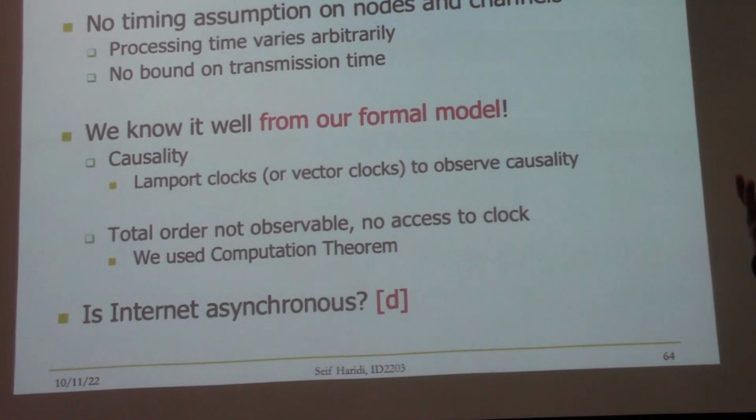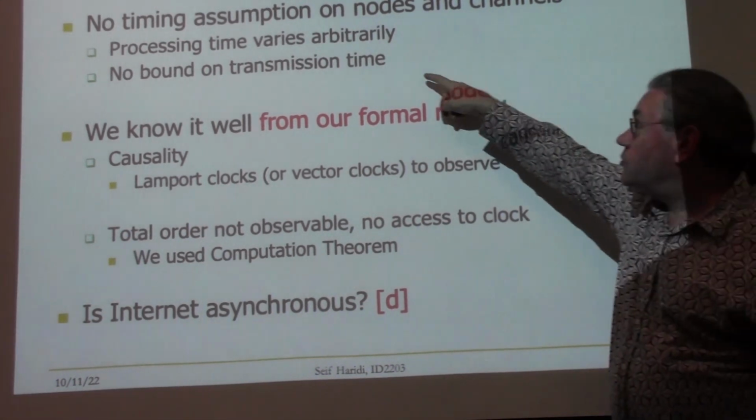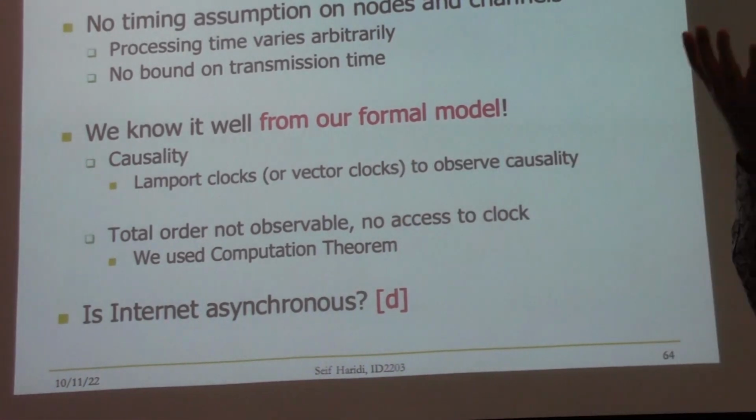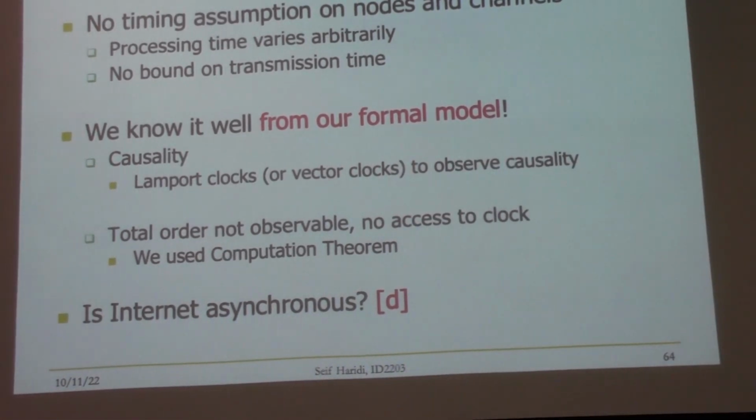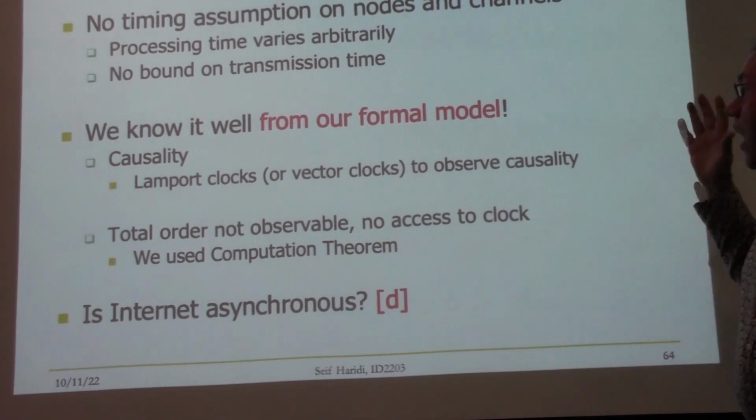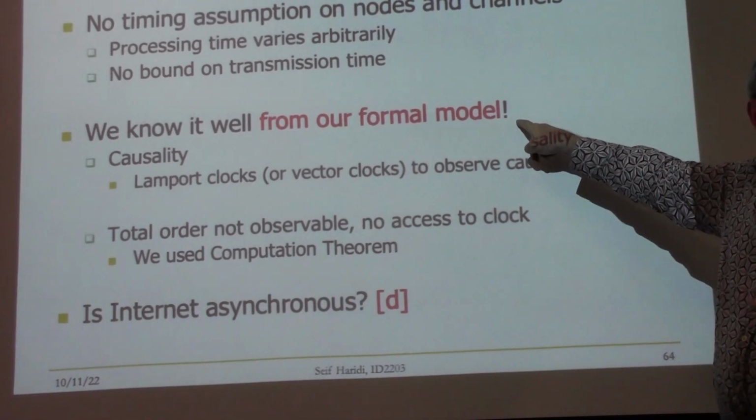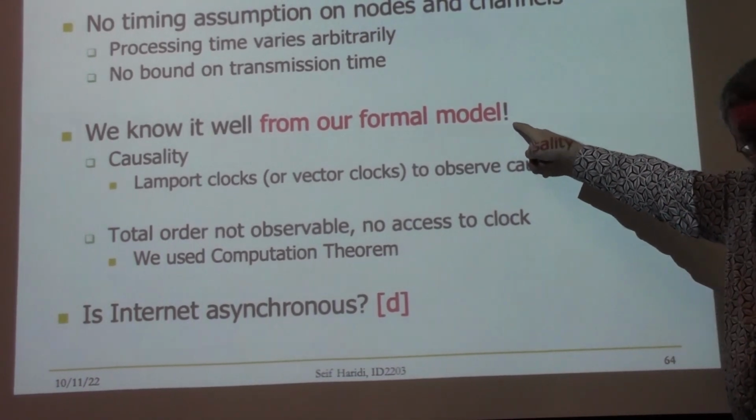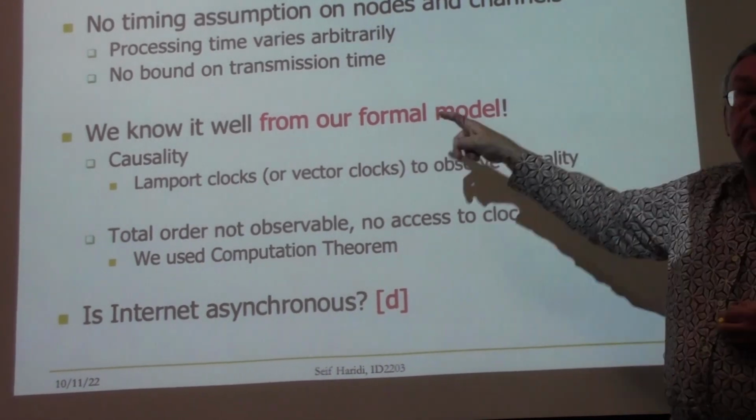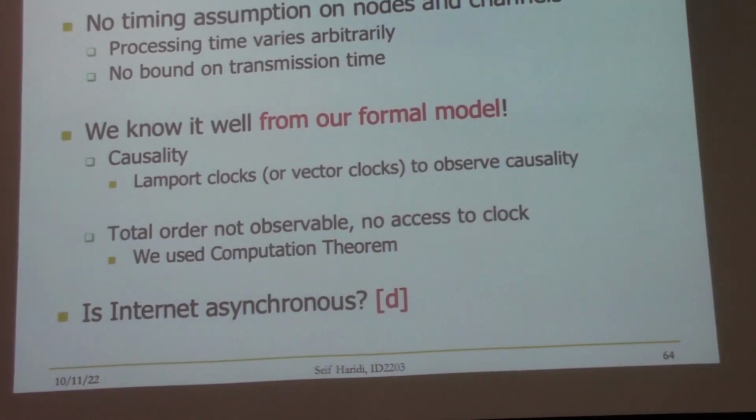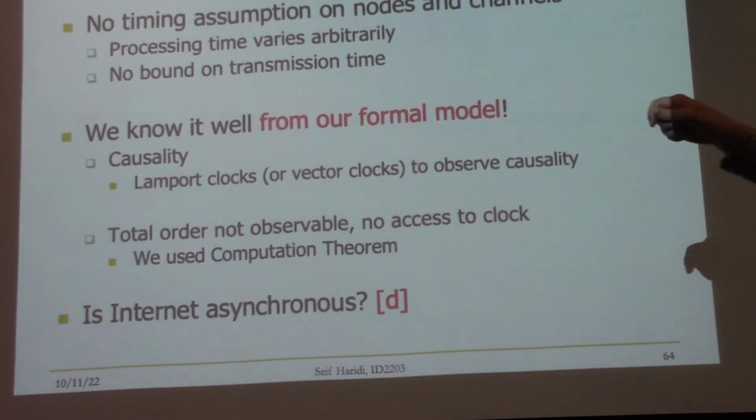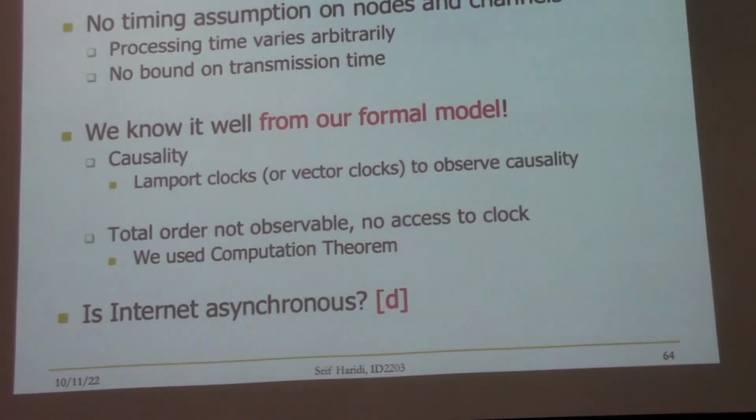This one is in some sense the simplest one. There's no timing assumption, no upper bounds. Processing time can be any arbitrary finite time. Transmission of a message can be any finite time. It could take 10 years or 2 milliseconds, whatever. And this is what the formal model defines by default.